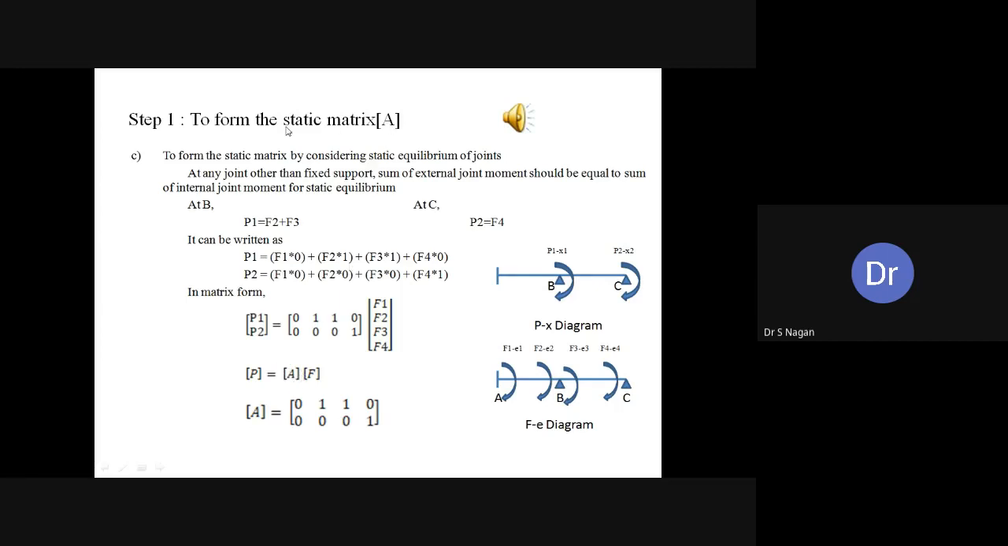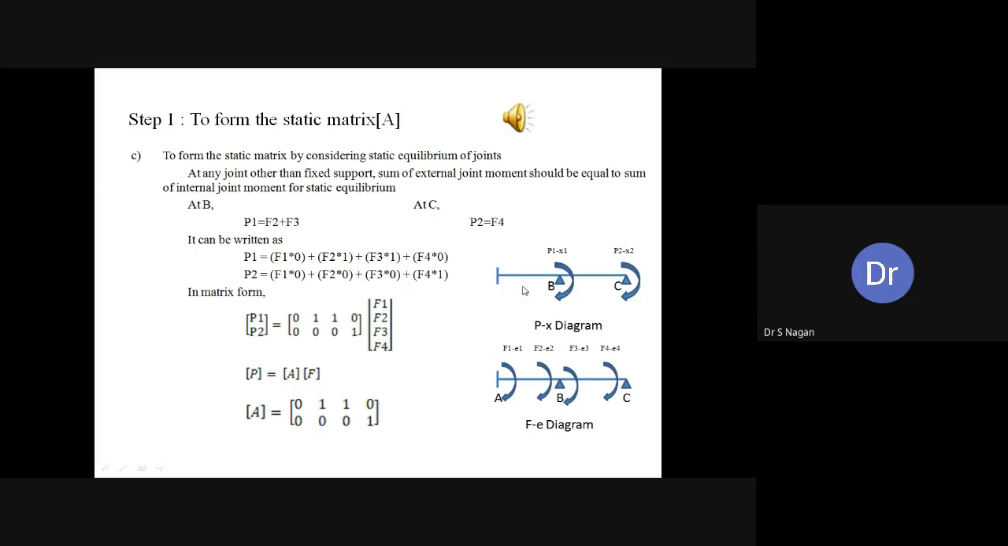Why do we call this a static matrix? Since we consider static equilibrium of any joint, only by the equilibrium conditions we are forming this equation, hence it is called static matrix. So this is the first step in any problem.